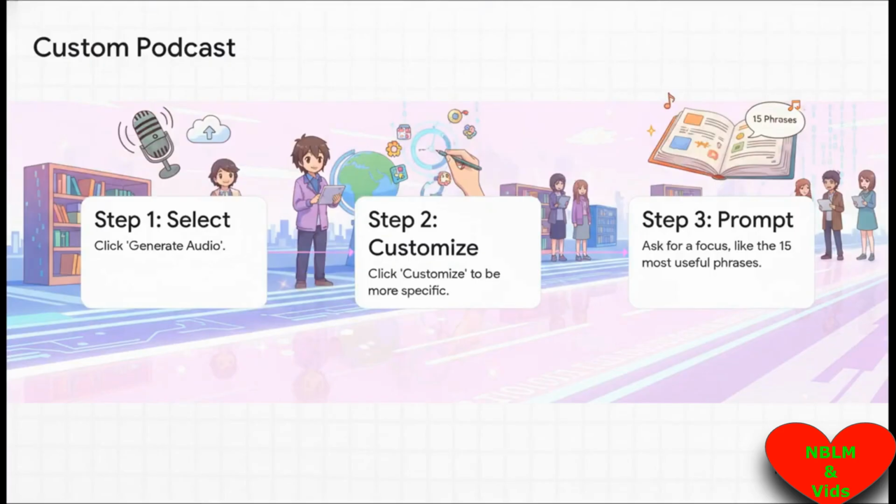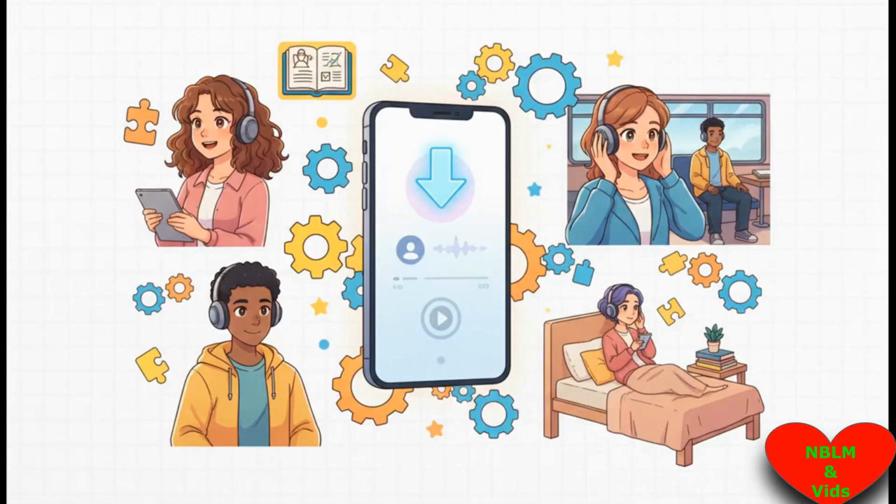Say you want to create one of these custom podcasts. All you do is select Generate Audio, click Customize, and then give it a really specific prompt. For example, you could say, create a podcast about the 15 most useful phrases from this video for B2 learners. You're completely repurposing the original material for a very specific learning goal. And what do you get? A downloadable audio file, a little mini podcast that you can use as a listening activity in class or even assign for homework. It is a completely bespoke learning resource created in minutes, and it's perfectly tailored to your lesson.